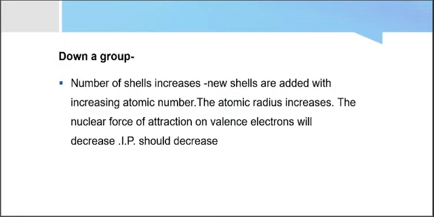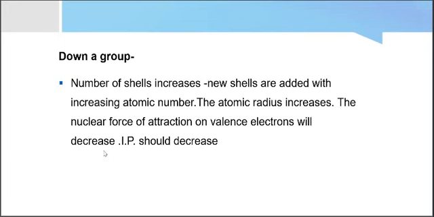Down a group, as we move from one period to another, the number of shells increases. So new shells are added, and since new shells are added, the atomic number will also increase. So atomic radius will increase, and when the atomic radius increases, the nuclear force of attraction on the valence electrons will decrease. The force of attraction exerted by the nucleus will become less on the outermost shell. So very less energy will be required to remove the electron from the valence shell.